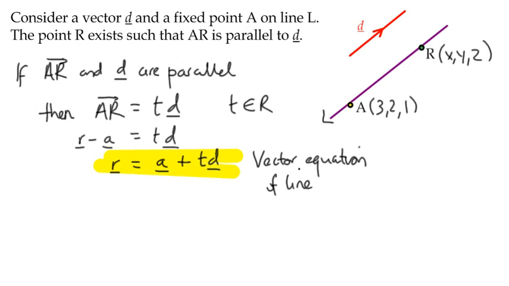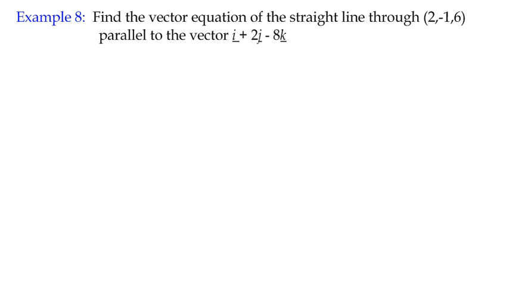And you might be given information about all of that, and I'll give you an example just in a moment. So that's basically the layout of the vector equation of the line. So for instance, example 8, find the vector equation of the straight line through a given point parallel to some vector i plus 2j minus 8k.